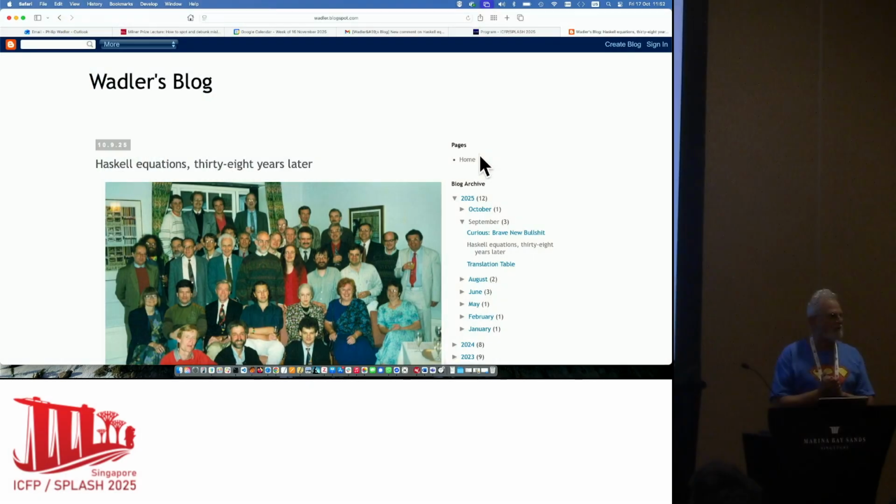Delightful to be able to speak at the Haskell workshop again. Earlier this week I spoke at ICFP, and there were about this many people, but it's a huge room, so it felt empty. This feels much more, I hope, warm and welcoming.